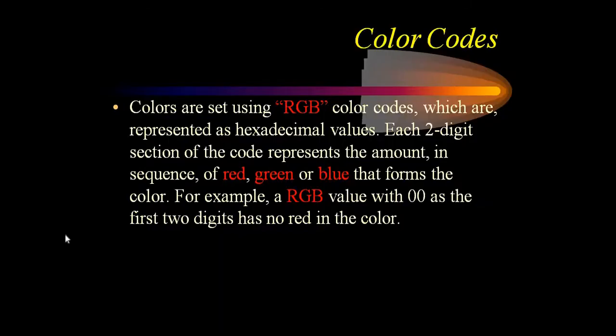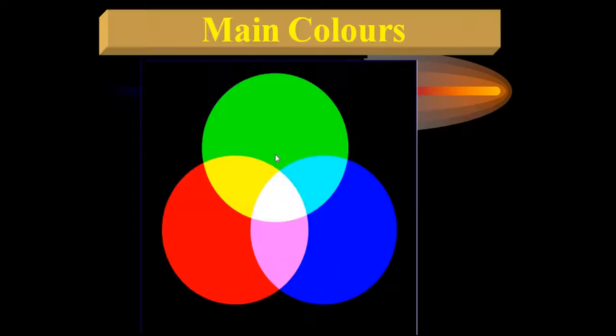Now let's understand something about color codes. Basically, in HTML, when we want to change the color of text, or change the background color or background image, we will use colors in the form of RGB. RGB stands for red, green and blue. We have three main colors, red, green and blue. With the combination of these three colors, we can make any type of color.